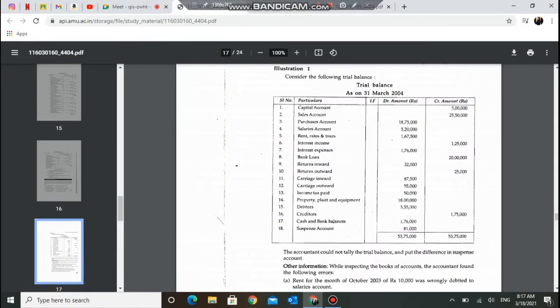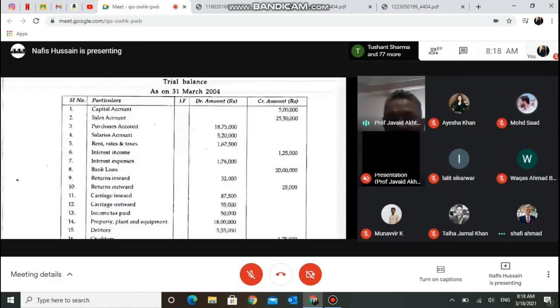Now, each one of you, look at these figures. You need to classify them into 5 categories. So capital is clear, it is C. What is sales? Revenue. This is R. What is purchase? Expense. Correct. What is salary? Expense. Rent, rates and taxes. Expenses, sir. Interest. Now, one second, hold on.